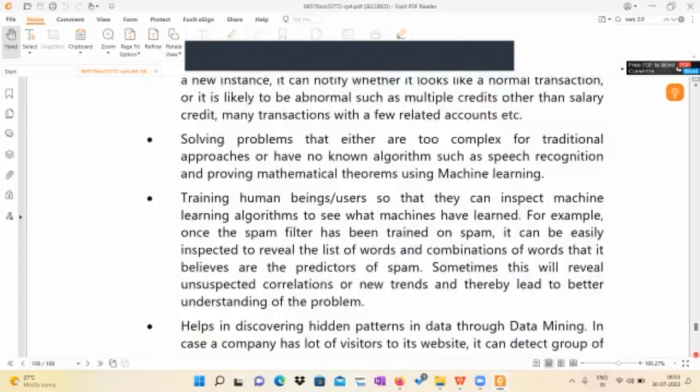And also it can be used to train the users. It can be used for an artificial intelligence software, and machine learning can also be used to inspect how well the software is performing, and accordingly the advanced version of the software can be prepared, and improvements can be made in it.